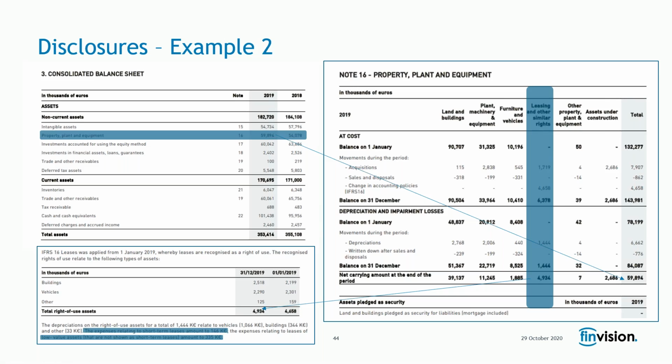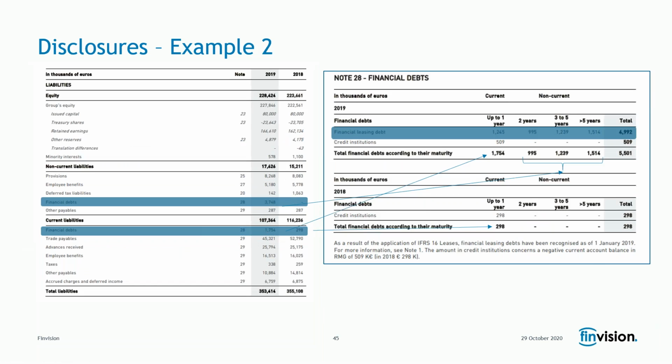If we move on to the next slide, there you have the disclosure of financial debts. Also for the financial debts, in most cases you will see that the financial lease liabilities are not separated from the normal financial debt, but then again you should be able via the notes and the disclosures to separate them. And so that's what's happening here.